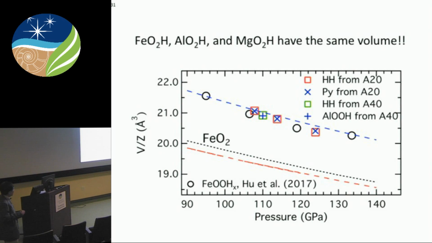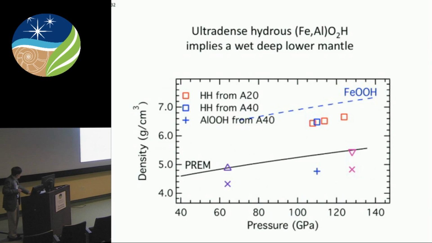And also, if you replace the magnesium with iron or aluminum, it's also similar. At low pressure you think iron Fe2+ is big and aluminum is small. But at high pressure, the iron became low spin, and then it actually became the same size. Iron, magnesium, and aluminum became the same size. So although the volumes are the same, the density depends on the amount of iron, because iron is much heavier.